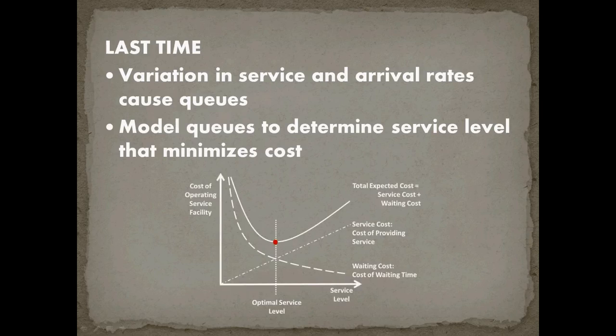And so what we saw was the cost of operating a service facility was composed of two components: service costs, which were driven by the number of servers we hired and was linear, and the waiting cost of our customers, which was nonlinear. The summation of these two provided our total expected cost for a firm, and we wanted to find that point that minimized it, which was the optimal service level.